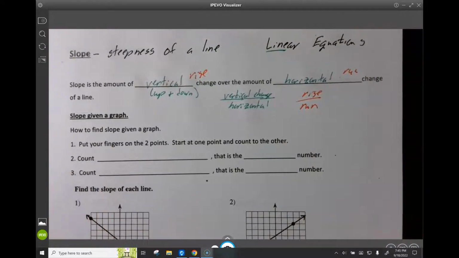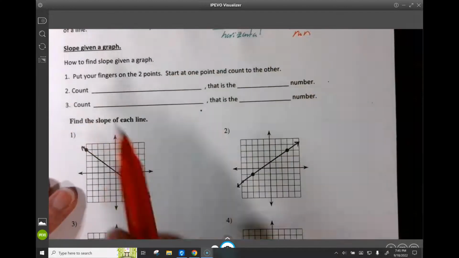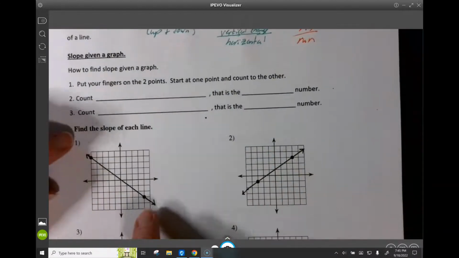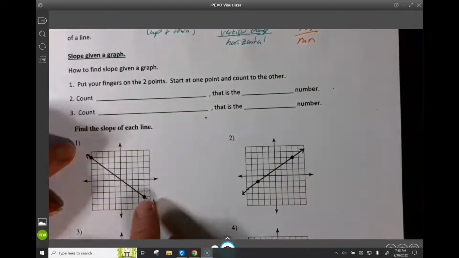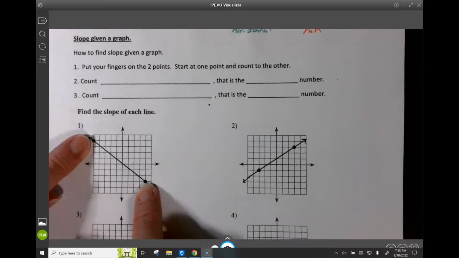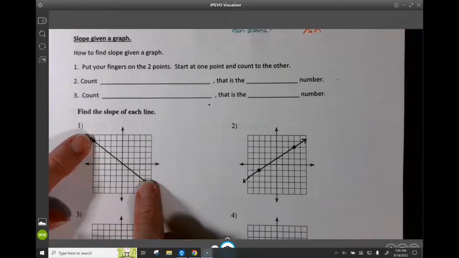So let's look at it. Let's see how we find it. What we're going to do is see how steep this line is. The first thing we're going to do is put 2 fingers on 2 points. So here we go. We have these 2 points right here. Start at one point and count to the other. Now, does it matter if I start at the left or the right? No. And I'm going to prove that to you in just a second. So I'm going to start at the right.